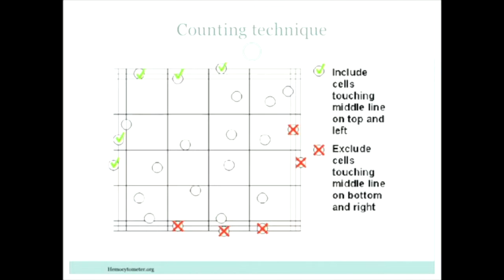Here is one of the 9 squares. It's quite clear that you count all the cells inside that square. But sometimes it will be questionable: should I count cells that are sitting on the edges or not, and how do I deal with it?